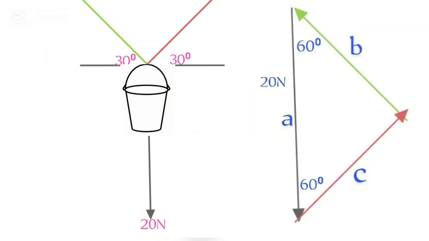20 Newton, which is acting directly downwards, a vertical line, we'll take it and place it here carefully. We'll take the first string that forms 30 degrees to the horizontal. When we place it there carefully, if it's forming 30 degrees to the horizontal, that means vertically it will form 60 degrees. So vertically we'll have 60 degrees. The second string, the same thing is applicable to it.